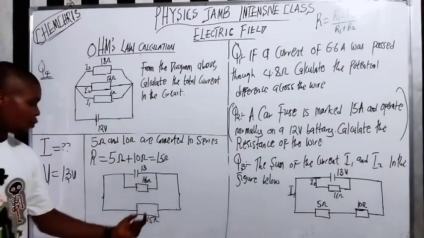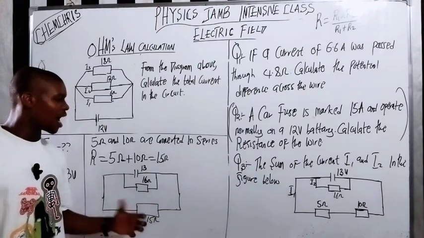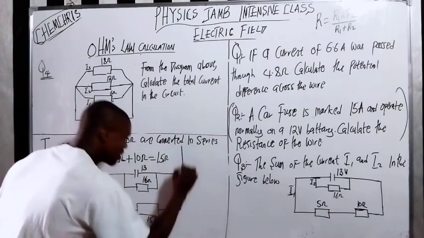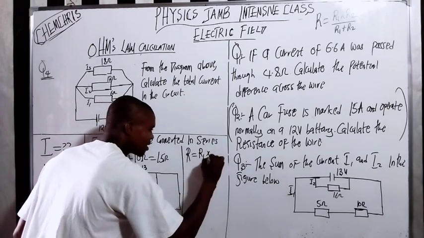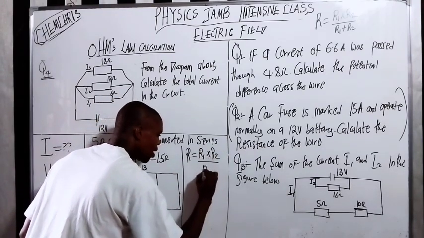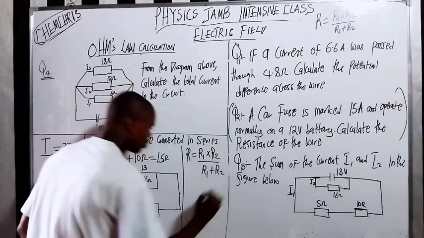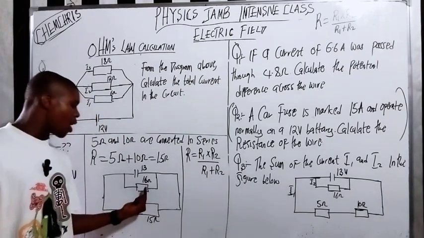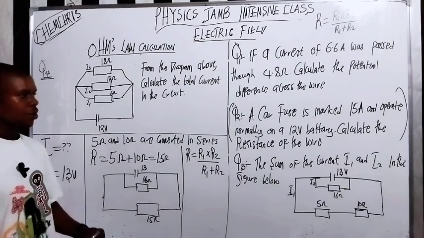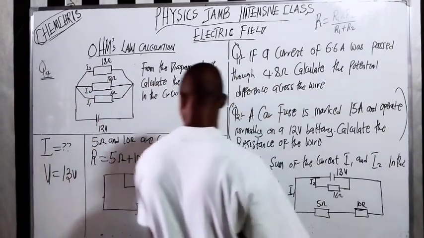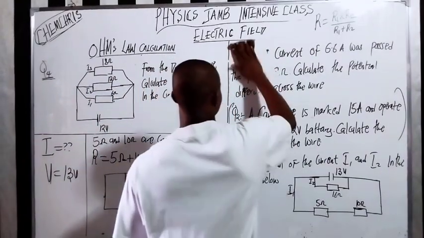If you check very well, I only have 2 resistors here. It means that I can use R equals R1 times R2 over R1 plus R2. So my R1 will be 16. My R2 is going to be 15. Can you see that? So I want to write this out so I can see space to do this calculation.